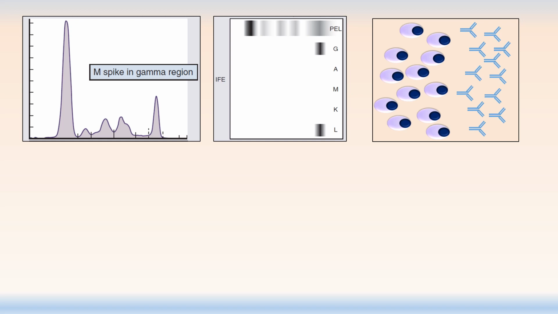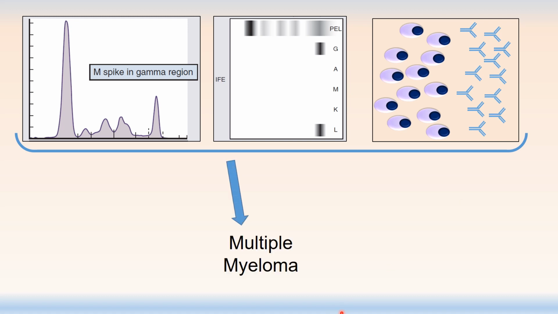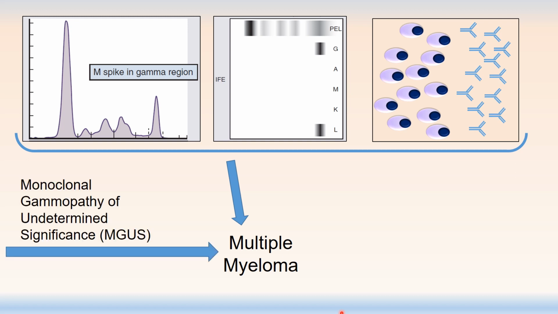So we have a monoclonal gammopathy indicating that there is likely a plasma cell clone. Do we now have a diagnosis of multiple myeloma? No, not necessarily. There are other things that can do this. The preceding disease state, monoclonal gammopathy of undetermined significance, may be responsible for this finding. Other disease processes can also give you a monoclonal gammopathy.